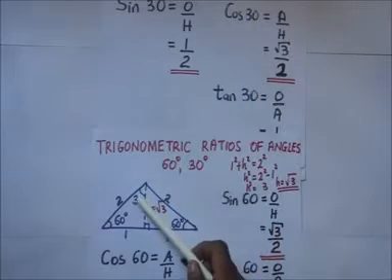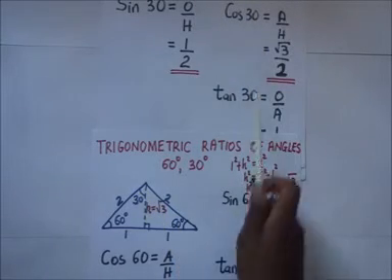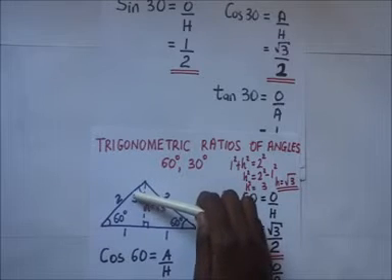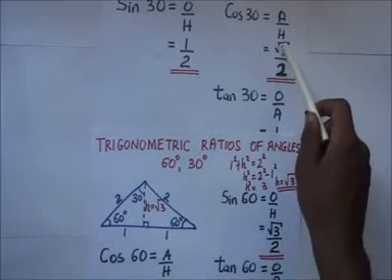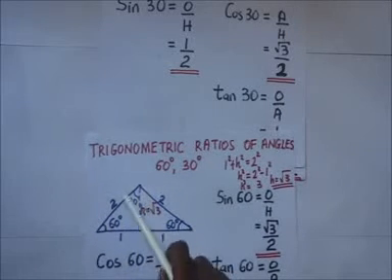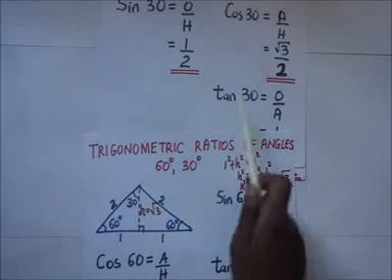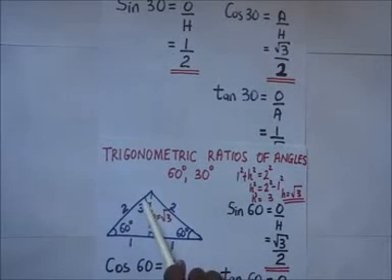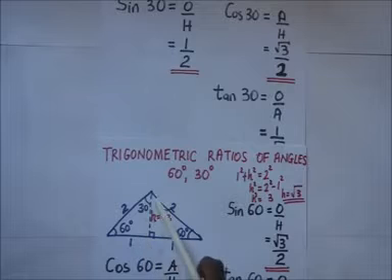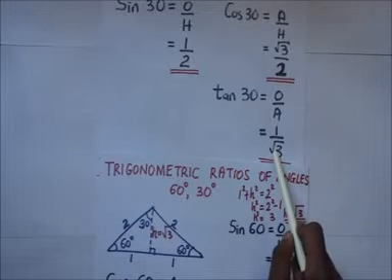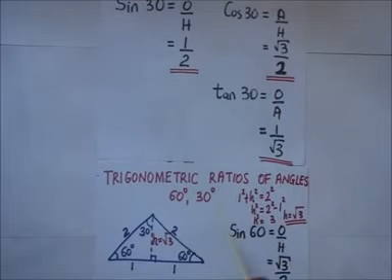Then the cosine of 30. Cosine of 30 is equal to adjacent over hypotenuse. Adjacent to this angle is h, which is root of 3. Divide that by the hypotenuse. Our hypotenuse is 2. We are considering this triangle. So it's root of 3 divided by 2. And that's how we get that ratio. Then the tangent of 30 is going to be opposite, which is 1, over adjacent, which is root of 3. And that's how we end up with 1 over root of 3. So these are the trigonometrical ratios of 30 degrees.